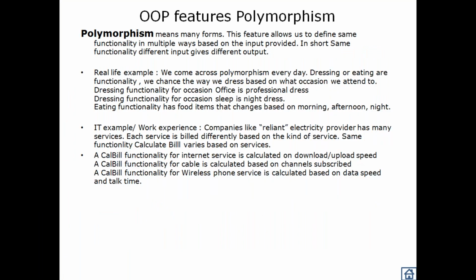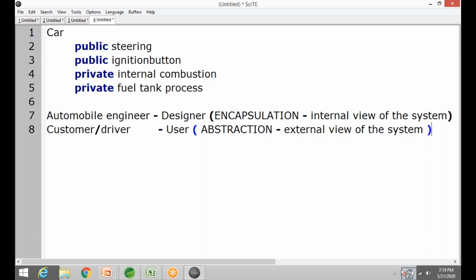All right, so polymorphism. Polymorphism means, poly means many, right? Morphism is like form, many forms. Now this feature allows us to define the same functionality in multiple ways based on the input provided. So you can write the same functionality in multiple ways. Take the payment example itself.